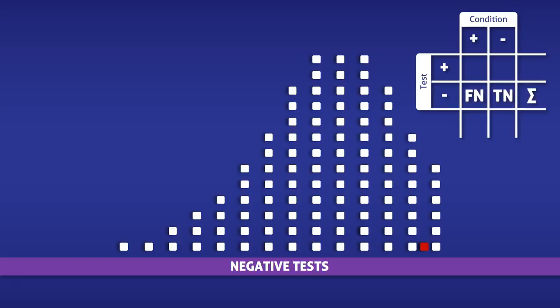Counting the squares, we find that there is a single false negative, 100 true negatives, and 101 negative tests in total. Now all that's left to do is enter the data into the equation. Doing so, we find that the negative predictive value is 100 over 101, which is 99%.